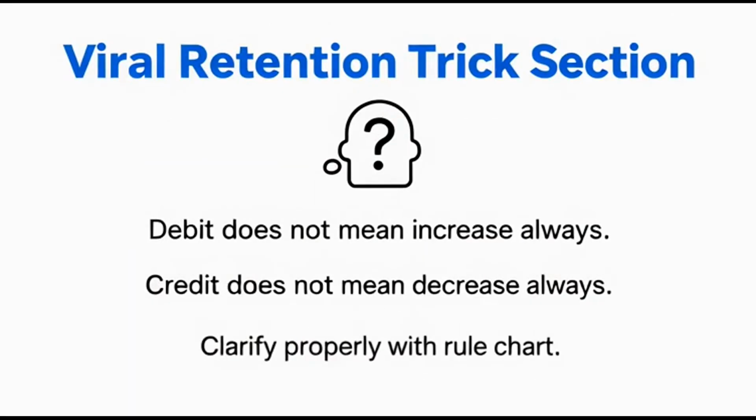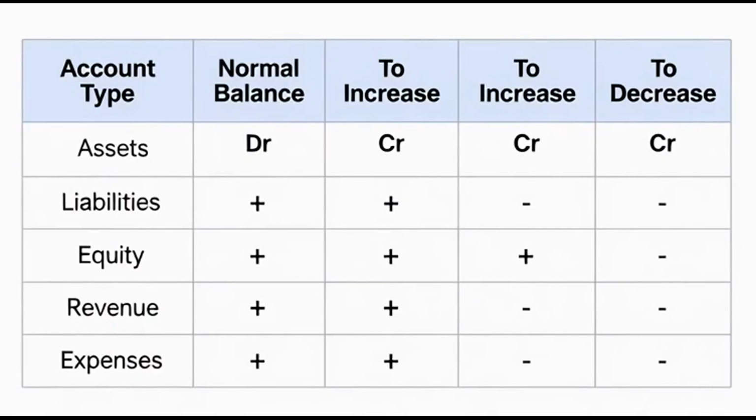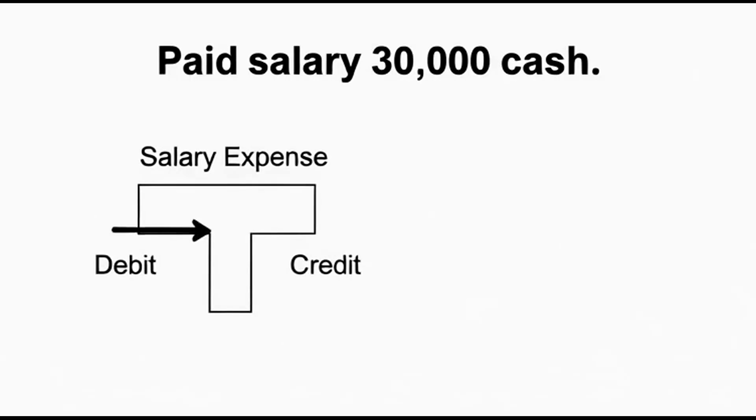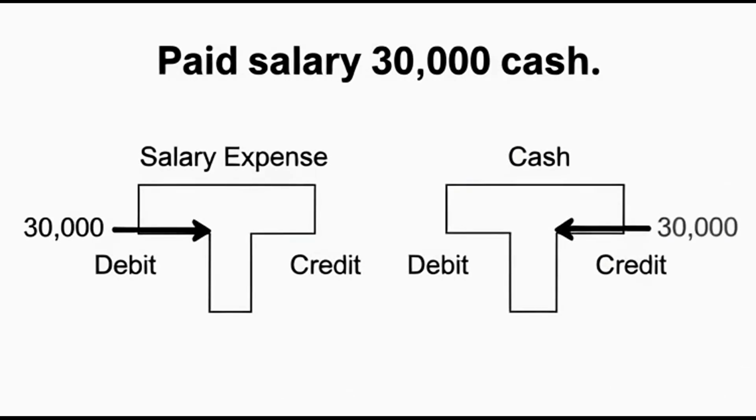Debit does not mean increase always. Credit does not mean decrease always. Clarify properly. Paid salary $30,000 cash. Salary expense, cash credit.